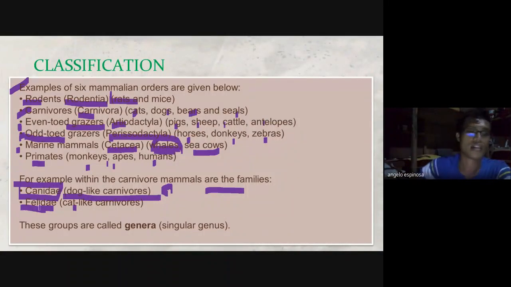Pinapaulit-ulit na namin when I was in quarantine. So yun, under veterinary quarantine services, we are the ones giving permits to the animals to ship from its origin to its destination.